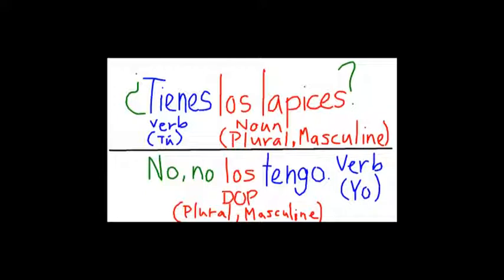The next thing you need to know is how to respond to questions using a DOP sentence. Since the question is directed towards you in the tú form, you would respond with a verb in the yo form. Tienes in a question would lead to tengo in a response. Even though we changed the verb, you need the DOP the same in relation to the noun. Los lápices is masculine and plural, so the DOP would be masculine and plural also, which would be los. If you don't have something, you would respond by saying the first no and then the second no to indicate that you don't have it.